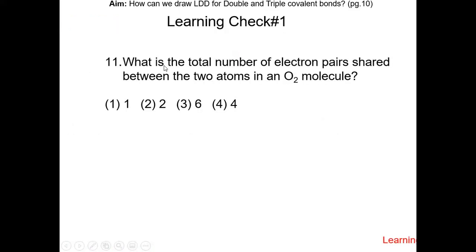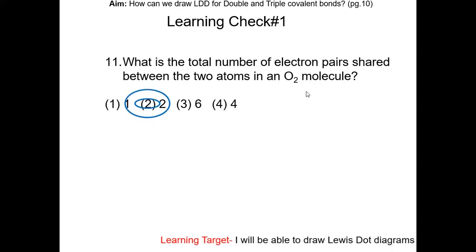Learning check number 1. What is the total number of electron pairs shared between the 2 atoms in an O2 molecule? Pause the video and resume once you have the answer. O2 has a double bond, and a double bond is 4 electrons or 2 electron pairs. So the answer is choice 2.